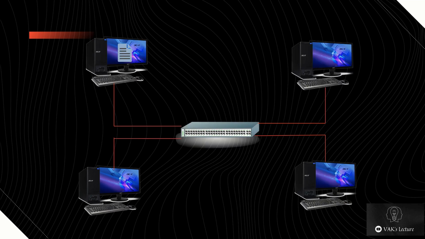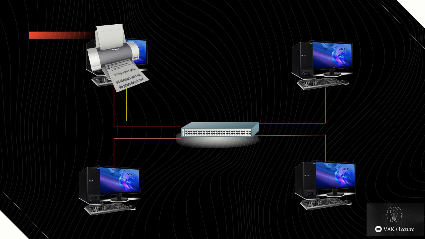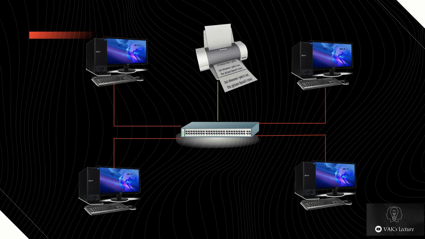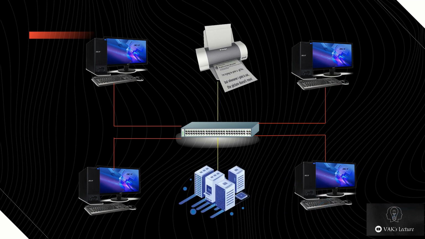So, by using networks, we can share the resources. If I have a file and I want to send it to someone, I can do that. And they can also share the file with everyone else. We can also have the shared printers that everyone can use. We can even have the servers that could store these files for us.